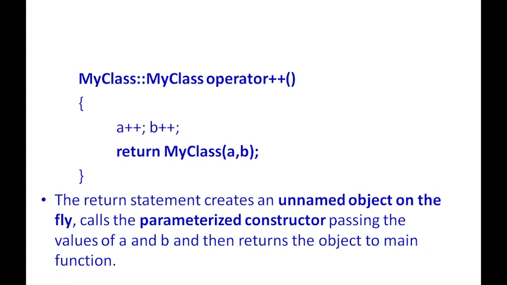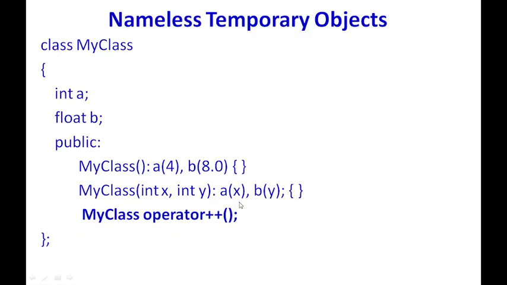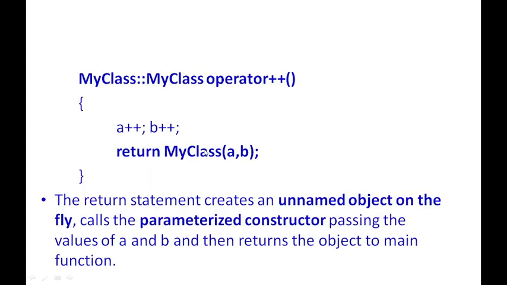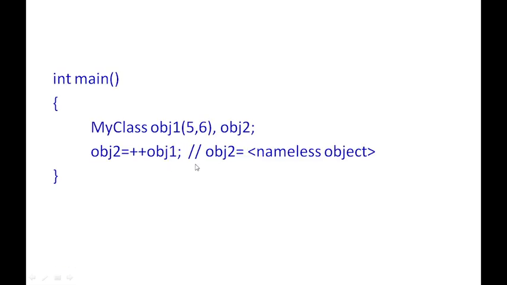So the steps to be followed are that first the constructor is called with the incremented values of A and B. When a constructor is called, an object is created and that object is assigned the values of A and B which are being passed from here. And after this, that object will replace the constructor. So this constructor statement will be replaced by the nameless object which is finally returned. And that returned object is what is being assigned to obj2. So eventually obj2 equal to plus obj1 actually becomes obj2 equal to the nameless object.